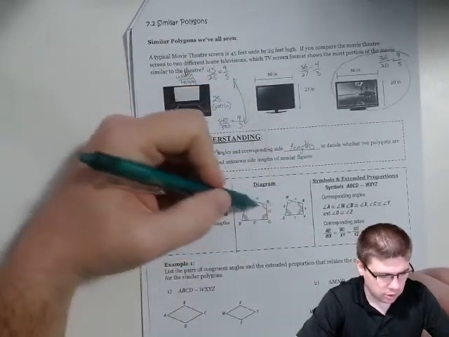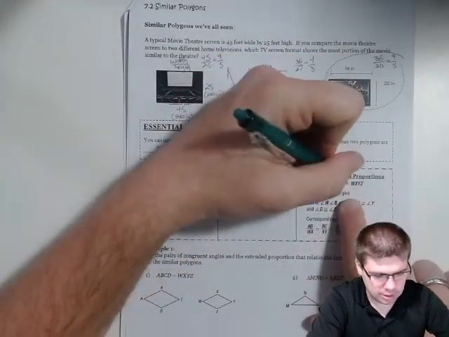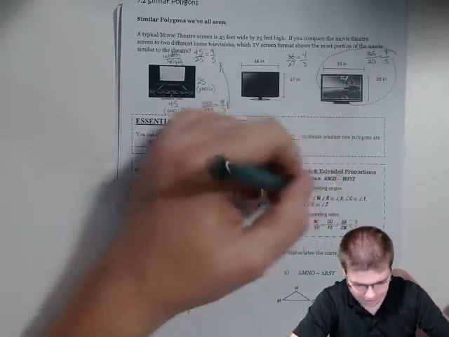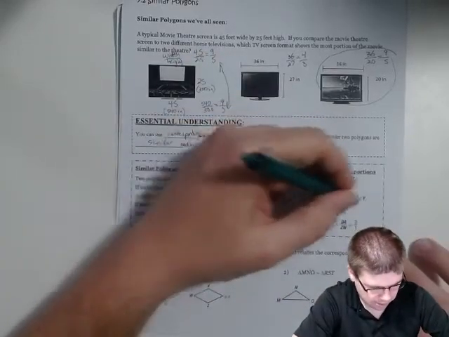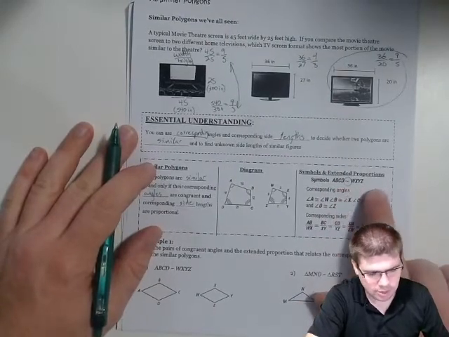Notice we marked those as congruent, but the side lengths are proportional. So here we use this symbol. This is the symbol we use for similarity. Remember, congruence has got the squiggle with the equals. This is just two similar figures. ABCD is similar to WXYZ.